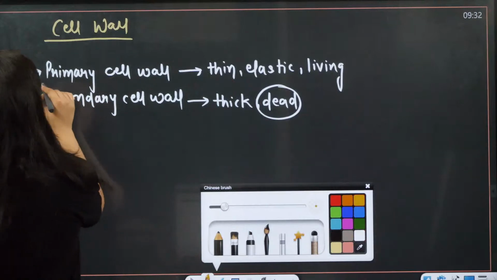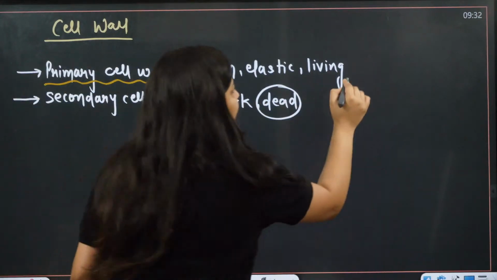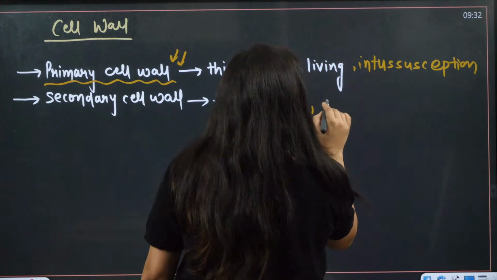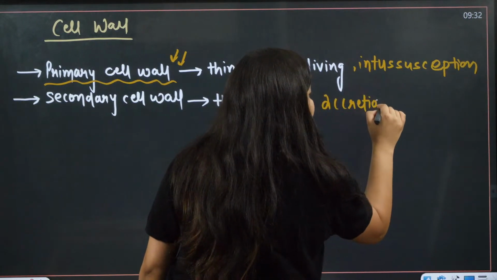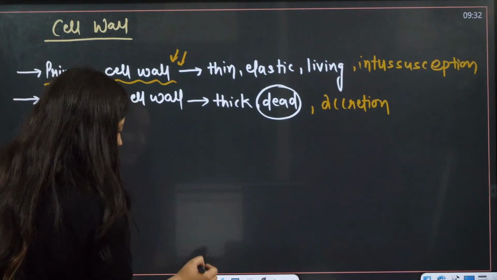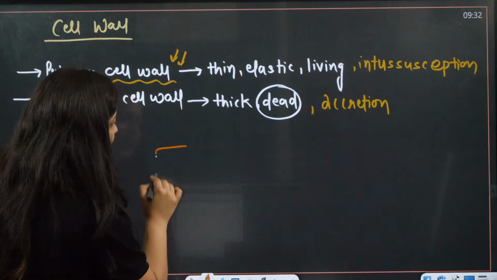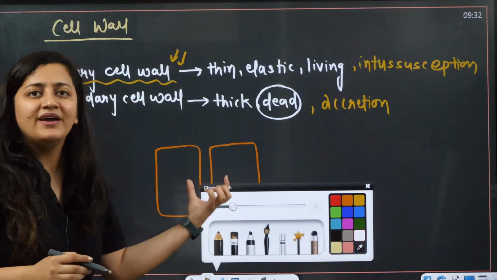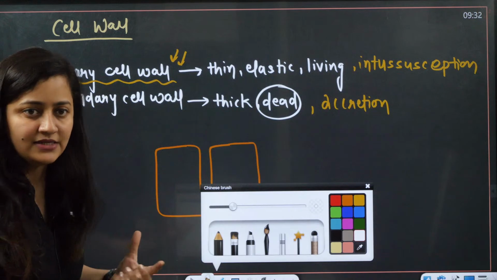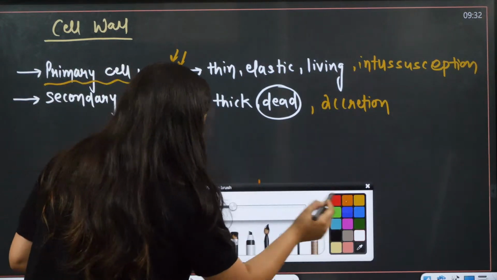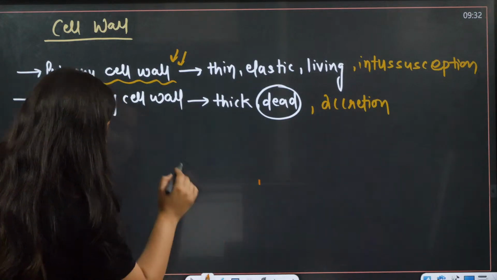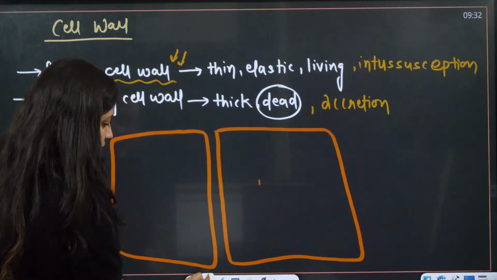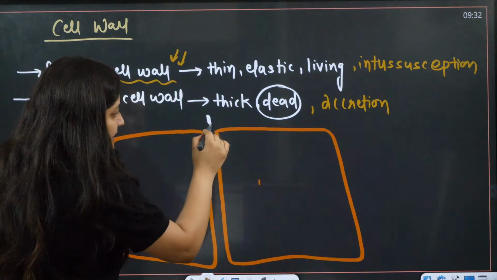When it comes to the growth of the primary cell wall, it will be intussusception, and for the secondary cell wall the growth is going to be accretion. I'll explain all these words. Now when you talk about plant cells, let's say here we have one plant cell and here we have another plant cell. In the case of plant cells, we also have a kind of cementing layer in between.